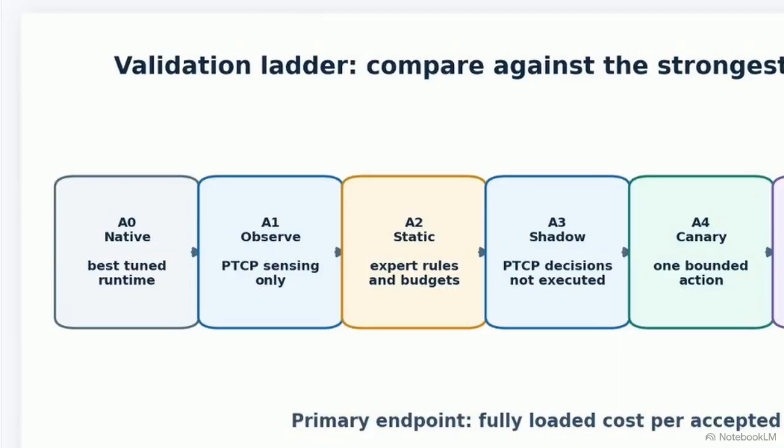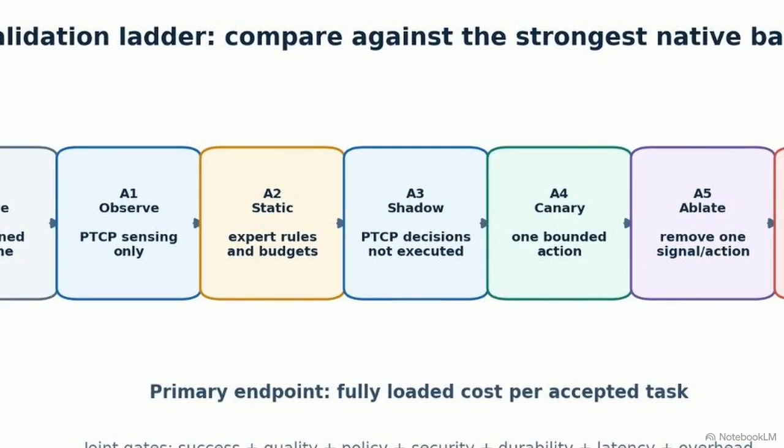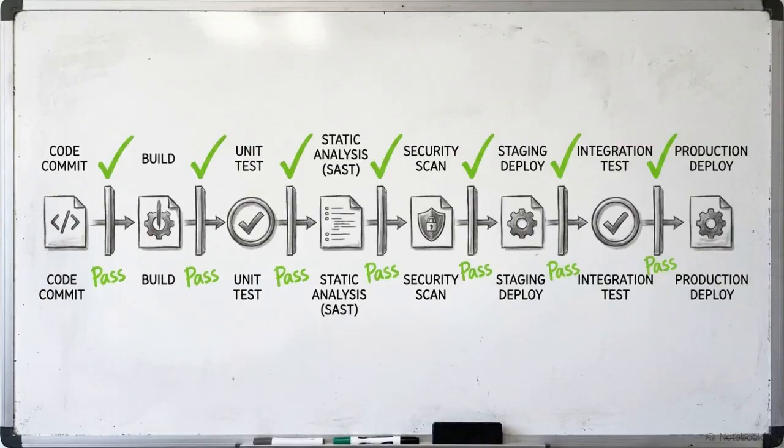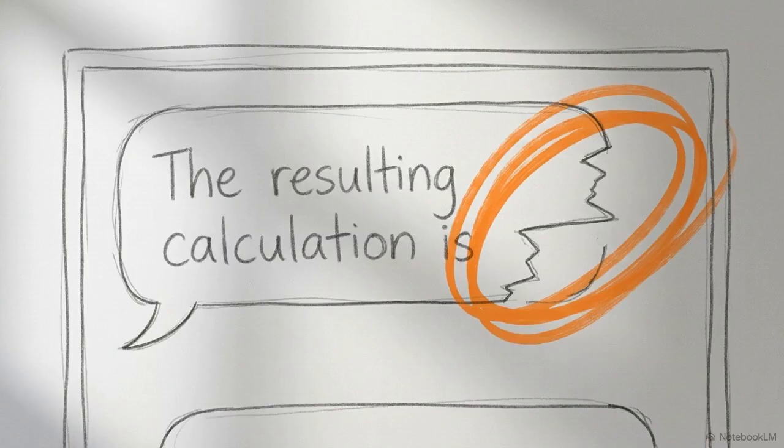This requires a validation ladder. Any claim of efficiency must be measured against a highly tuned native baseline, labeled A0. Testing must be staged, starting with observe-only telemetry, moving to shadow decision-making, and eventually reversible canary actions with a kill switch. Every optimization is subject to joint non-regression gates. If the task success rate, security posture, or output quality drops even slightly, the optimization is immediately vetoed. A reduction in token count is only valid if it survives this rigorous testing and proves its causality through ablation and removal.